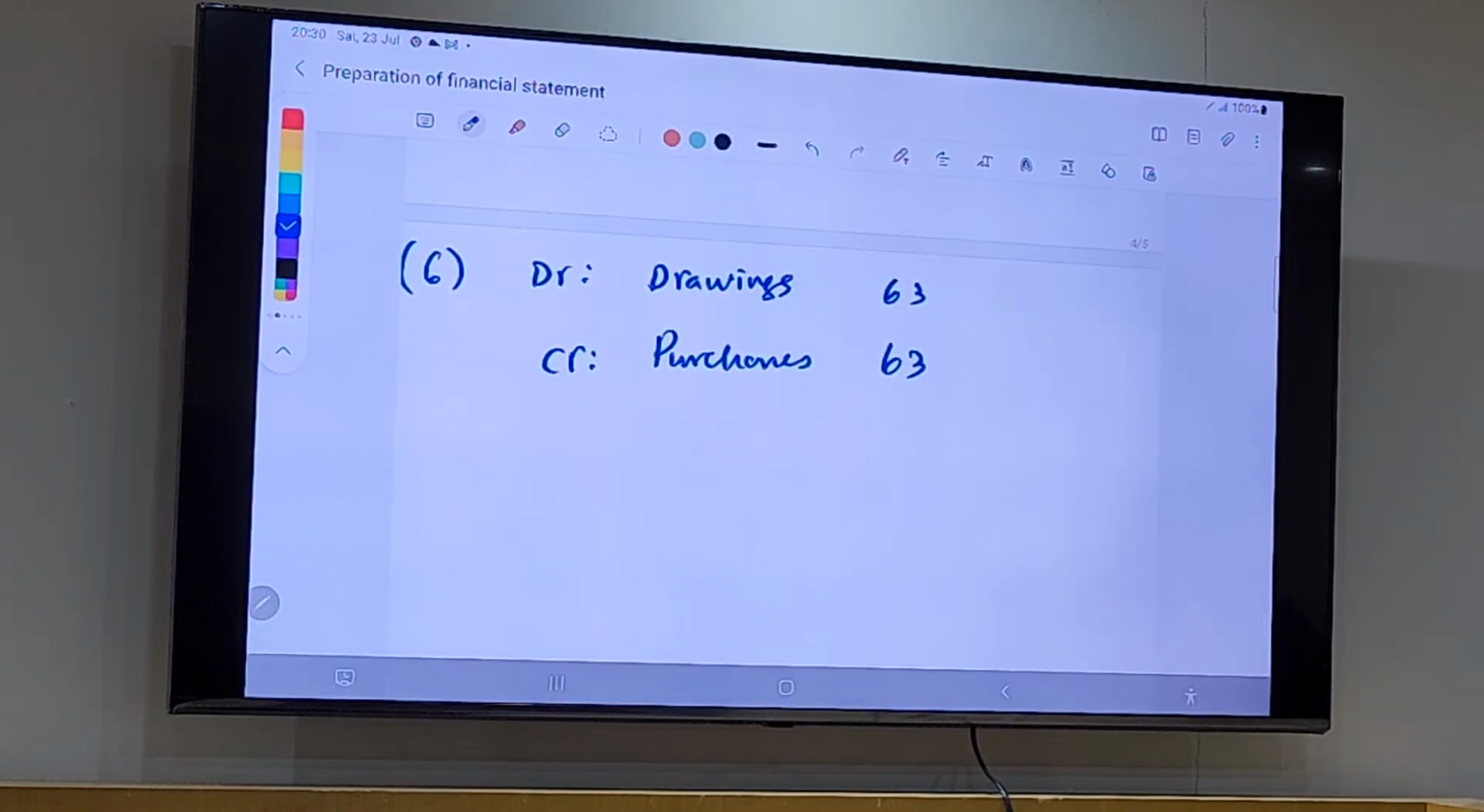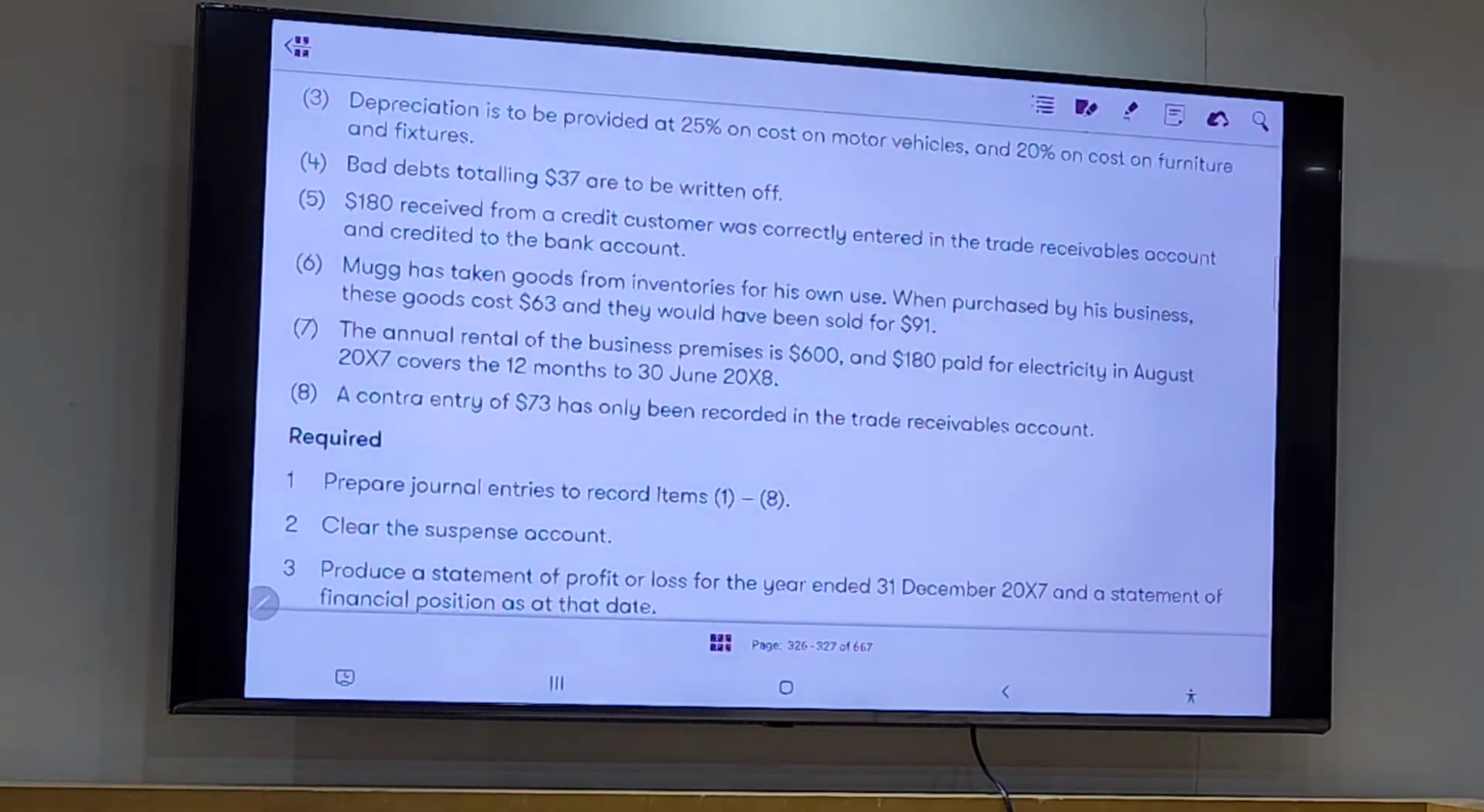Okay, now the 7th one. This 63, if the existing drawings are there, we have to adjust the drawings. So that I still didn't touch. I will come to it.